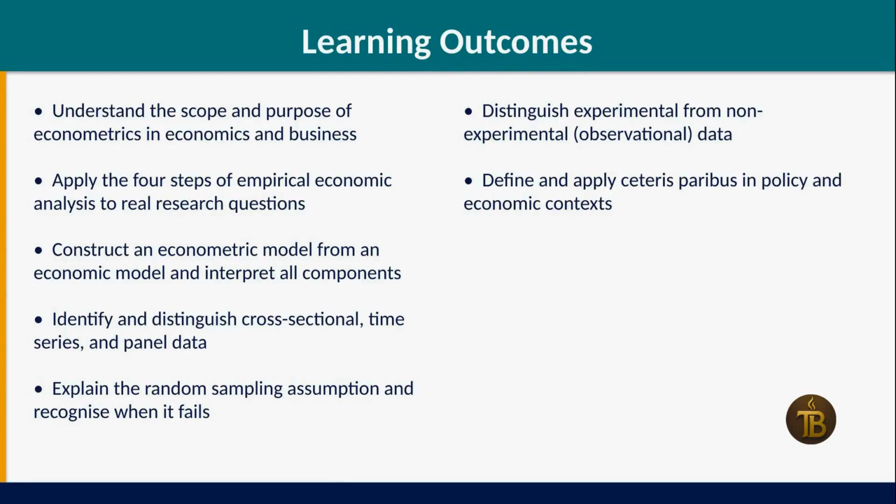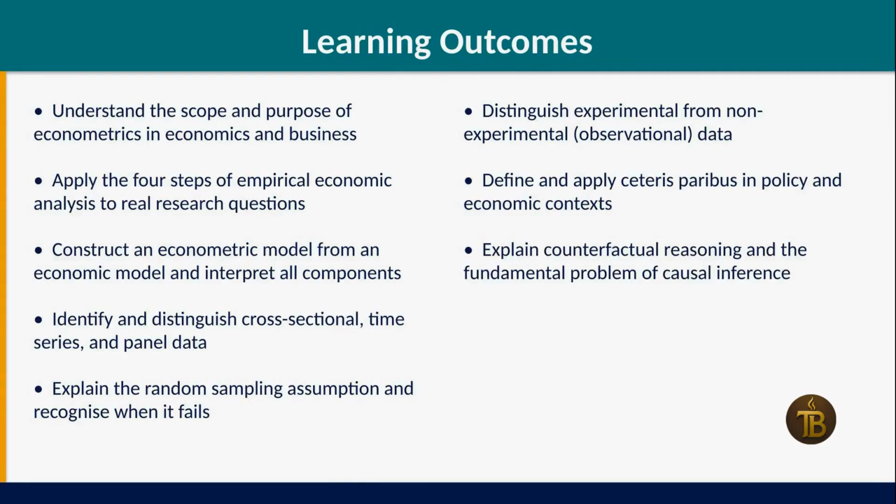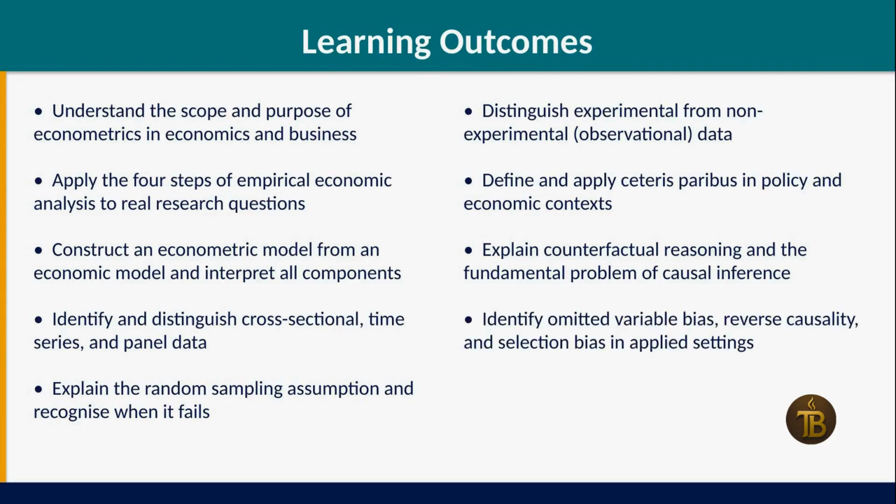Seventh, you should be able to define ceteris paribus and apply it when thinking through policy and economic questions. Eighth, you should be able to explain counterfactual reasoning and what's known as the fundamental problem of causal inference. Ninth, you should be able to spot omitted variable bias, reverse causality, and selection bias when they show up in applied work. Finally, you should be able to apply all of this by solving empirical exercises involving data types, causality, and research design. Let's get started.